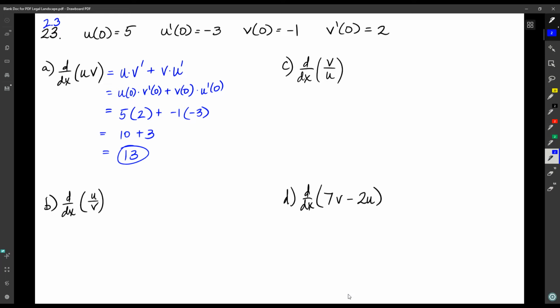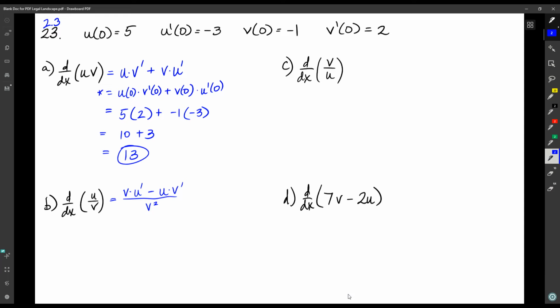Let's go to part B. This is a quotient of u and v. So we're going to use the quotient rule for our derivative. We have the bottom times the derivative of the top minus the top times the derivative of the bottom, all over the bottom squared. As we talked about in class, my old calculus teacher called this low d high minus high d low over low squared. And then we're going to evaluate each of these at 0.